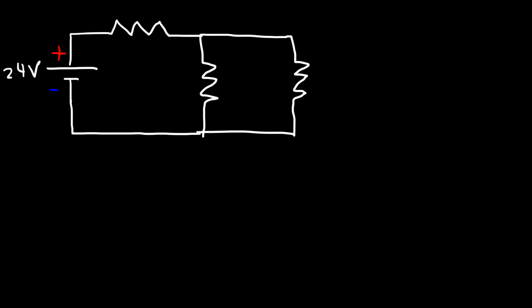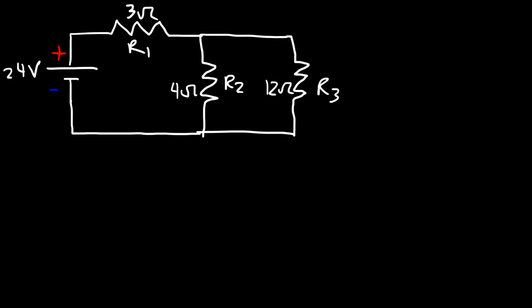We have a resistor in series with two other resistors that are parallel to each other. And let's say this resistor has a value of 3 ohms, and let's call it R1. This is going to be R2, and it has a value of 4 ohms. And R3 has a value of 12 ohms.